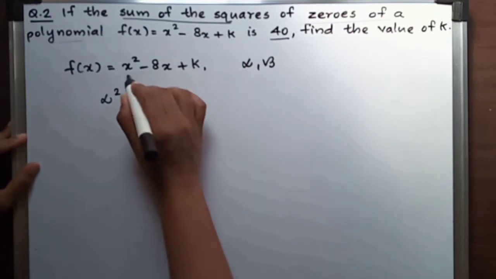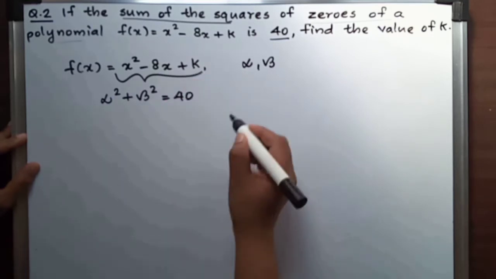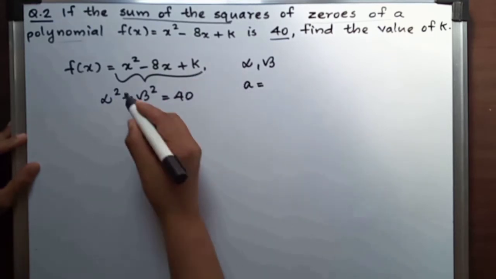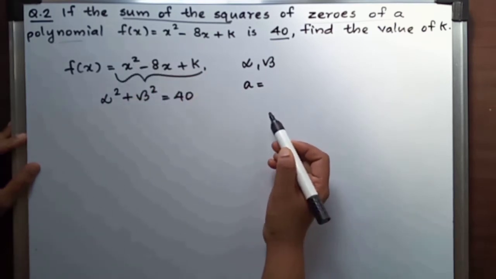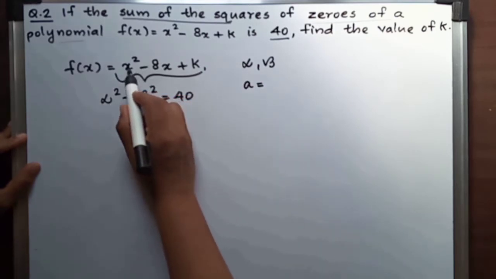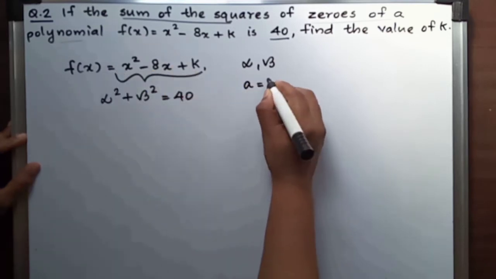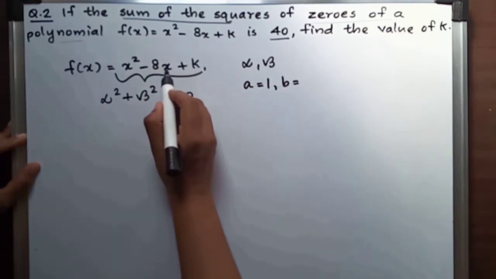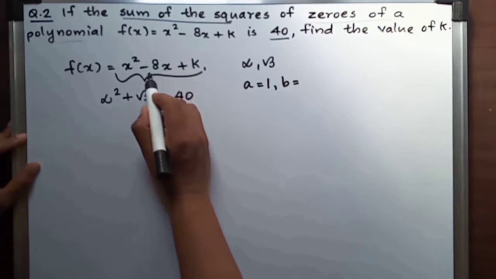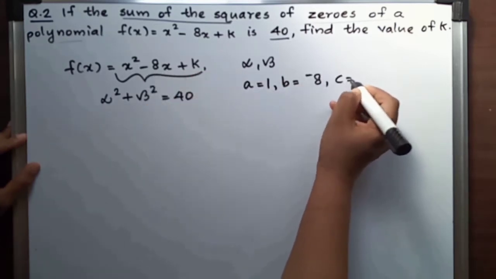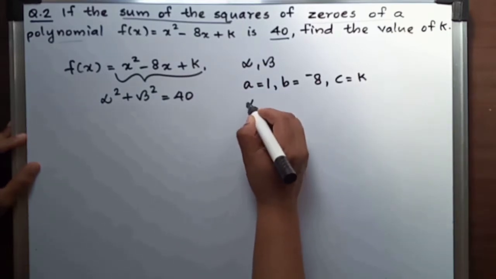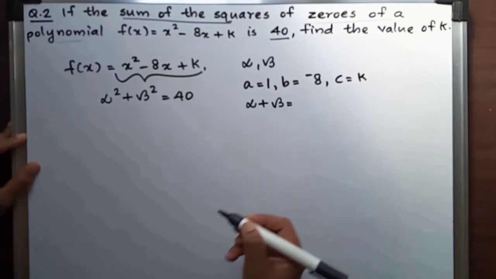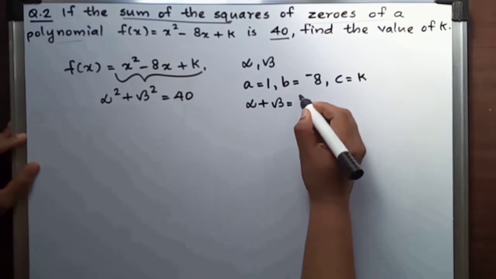And we know in this polynomial, what comes in place of a? A means coefficient of x square. We have already discussed all these basic ideas in the important points video. So a is the coefficient of x square and here it is 1. What comes in place of b? Coefficient of x, that is minus 8. And what comes in place of c? It is k.